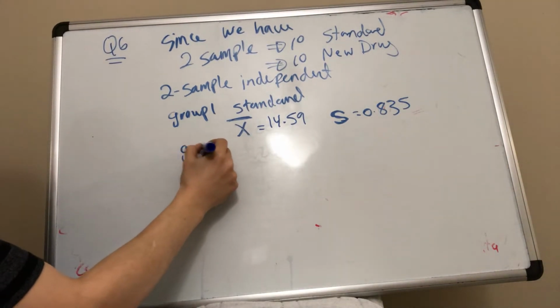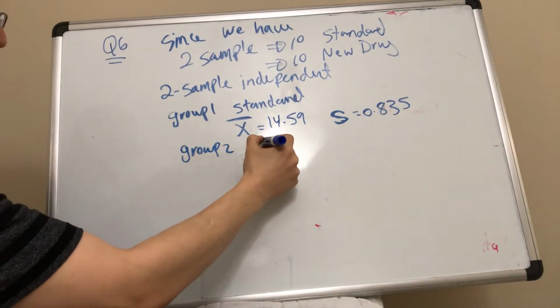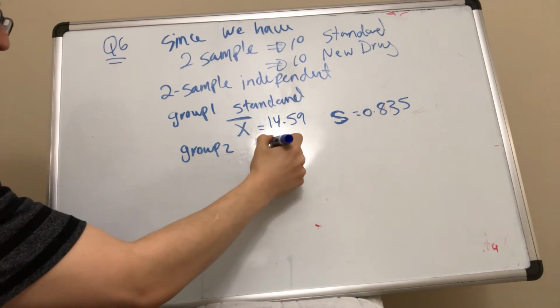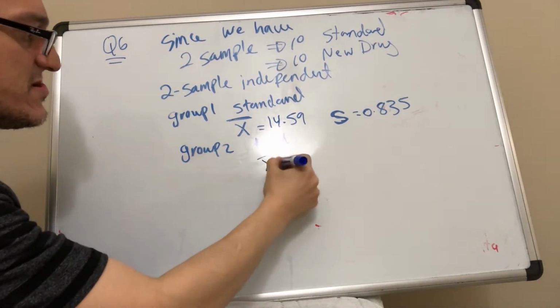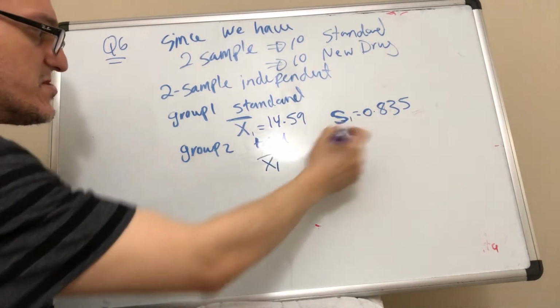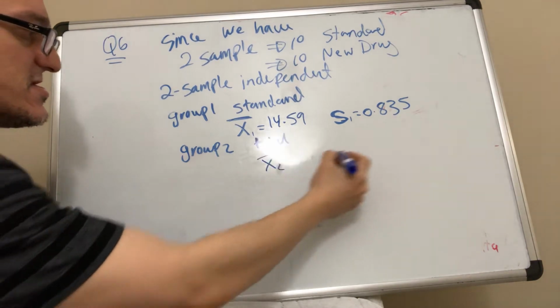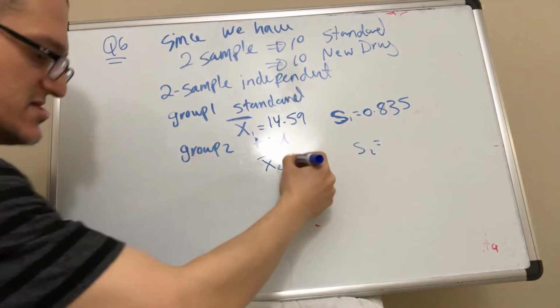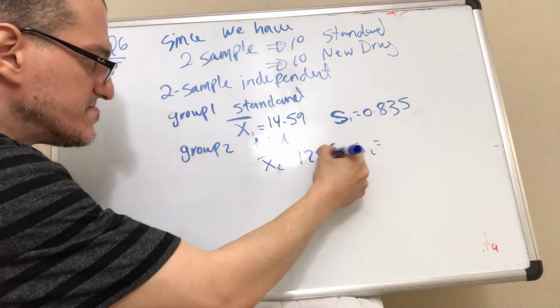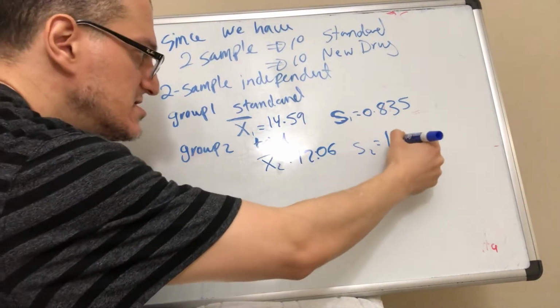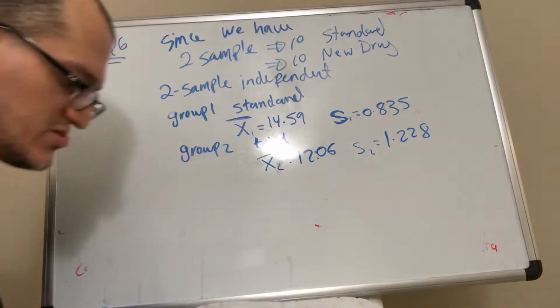Group 2, that would be the experimental group or the trial group or new drug. For this group, the average and standard deviation: average is 1206. Standard deviation is 1.228.